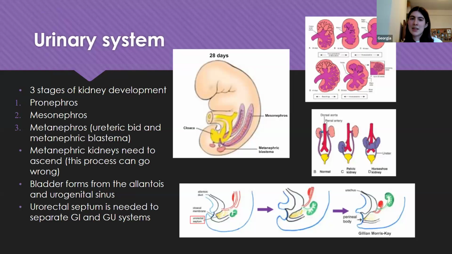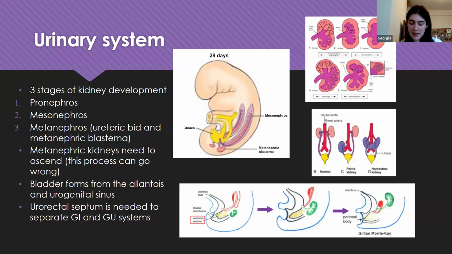So the next system is the urinary system, and the kidneys develop from the intermediate mesoderm. The kidneys develop craniocaudally in 3 stages: pronephros, mesonephros, and metanephros, but metanephros are the true kidneys that we have. So development of these metanephros begins at the end of week 4, and they develop from 2 key structures. The ureteric bud, which is an outpouching of the mesonephric duct, so that's linked to the previous stage of kidney development, and a bunch of mesenchyme, the metanephric blastema.